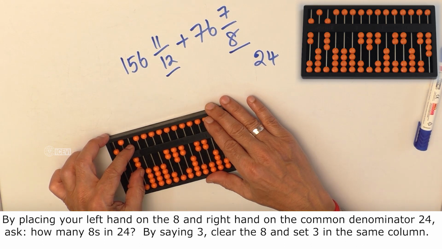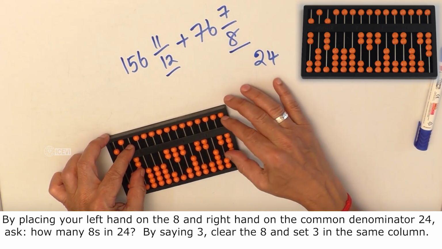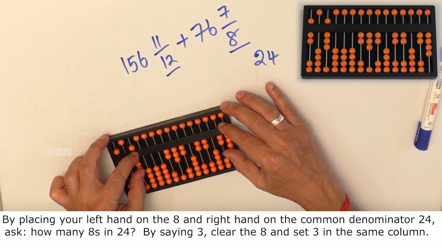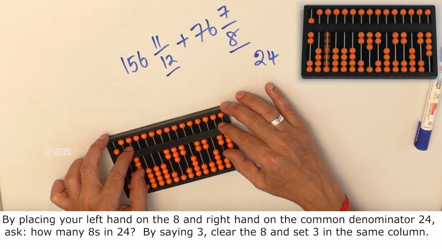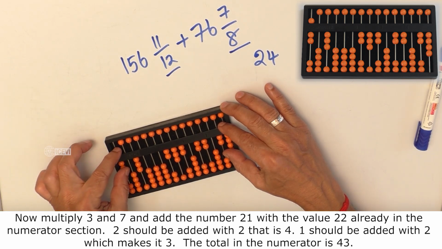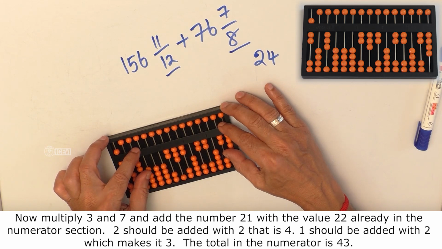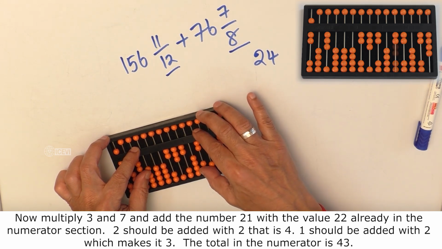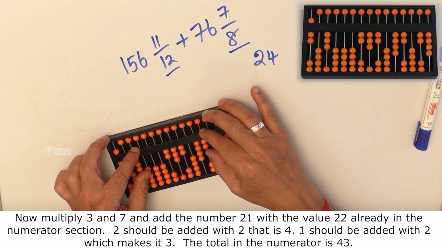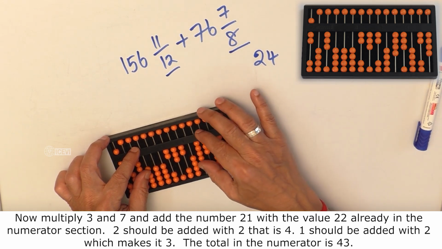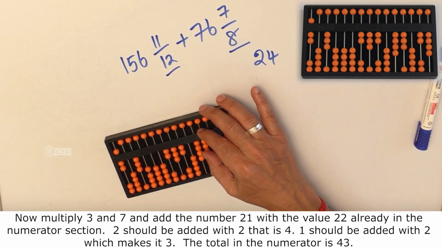By placing your left hand on the 8 and right hand on the common denominator 24, ask how many 8s in 24. By saying 3, clear the 8 and set 3 in the same column. Now multiply 3 with the 7 and add 21 with the already available number 22. That is, 2 should be added with 2, making 4. 1 should be added with 2, making it 3. The total in the numerator is 43.